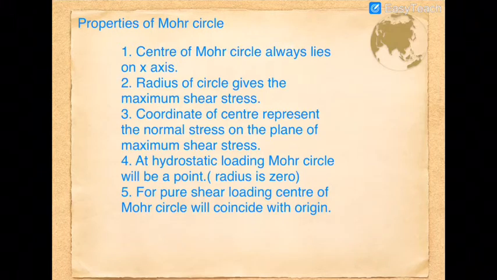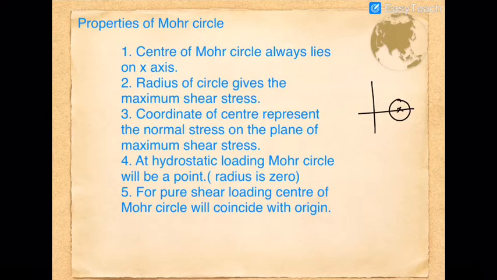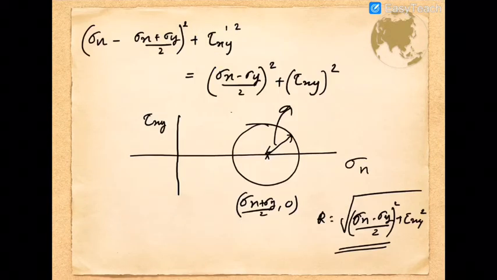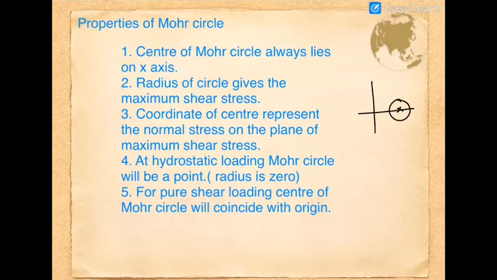Questions will be based on these basic ideas. First, the center of the Mohr circle always lies on the x-axis, that is, it is symmetric about the sigma axis. So the circle will be like this. Second, the radius of the circle gives the maximum shear stress. Shear stress is nothing but the radius we got, R equal to this term. In the previous analytical section, we discussed the maximum shear stress formula, which is very similar to this quantity. So the radius of the circle gives the maximum shear stress. Third, the coordinate of the center represents the normal stress on the plane of maximum shear stress.